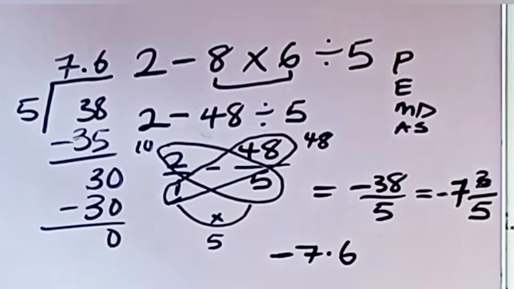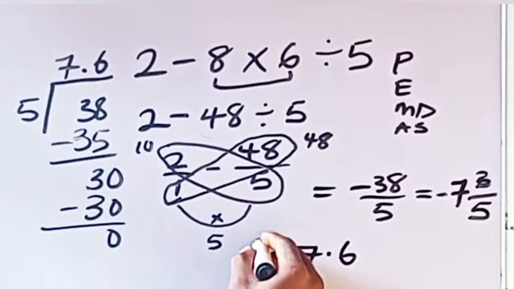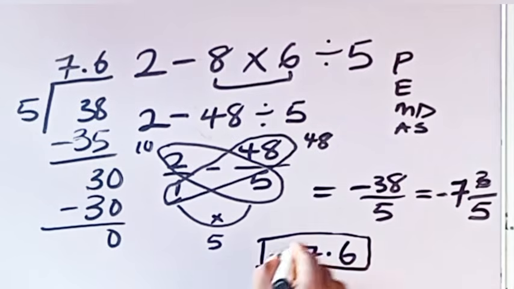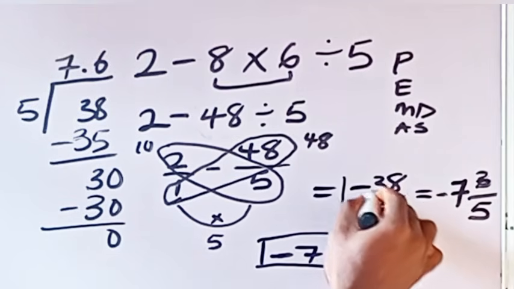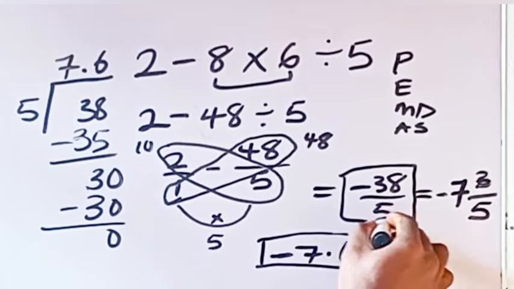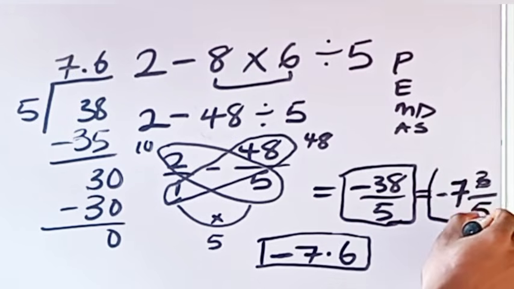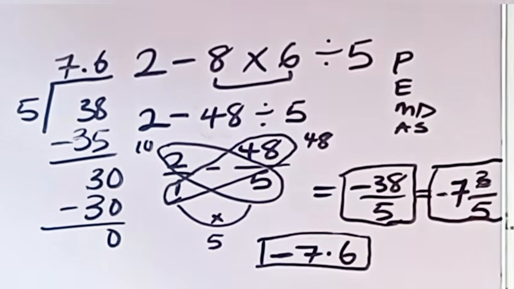So guys, for this question, we have 3 answers. So this is for the decimal answer, while this is for the improper fraction, while this is for the mixed fraction.